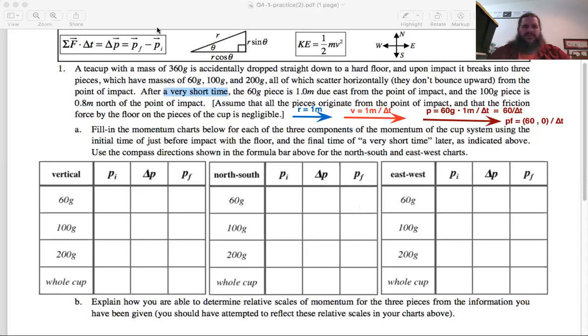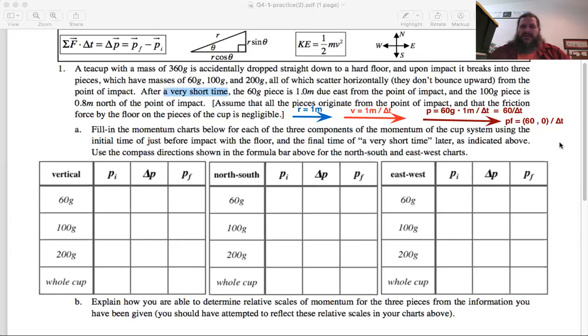And note that this chart splits it into 3 charts. You've got one chart for vertical, and by vertical we truly mean up and down, not just north and south, which is sometimes shown as up and down on a chart. When it says vertical here, it means up and down in the sense that this is a falling object. Then it hits the floor and scatters in north-south directions and east-west directions. So north-south and east-west are both referring to horizontal motion on the floor. It's just that the floor itself is 2-dimensional, so it's got a north-south component and an east-west component.